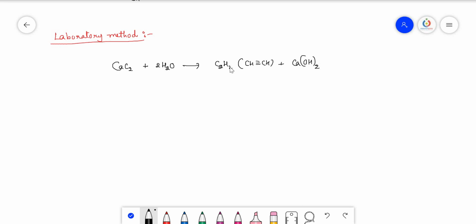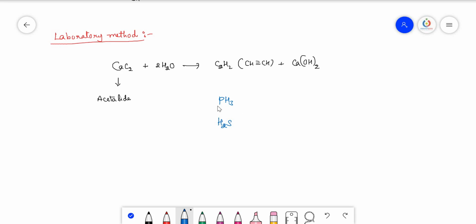Since calcium carbide is able to give acetylene, it is also called an acetylide. So they may ask the question, which of the following compounds is an acetylide? It is nothing but calcium carbide. But the disadvantage of this reaction is, whenever you prepare acetylene using calcium carbide, you get some compounds as impurities, such as phosphine, PH3, and hydrogen sulfide, arsine, ammonia. These molecules are all present as impurities.